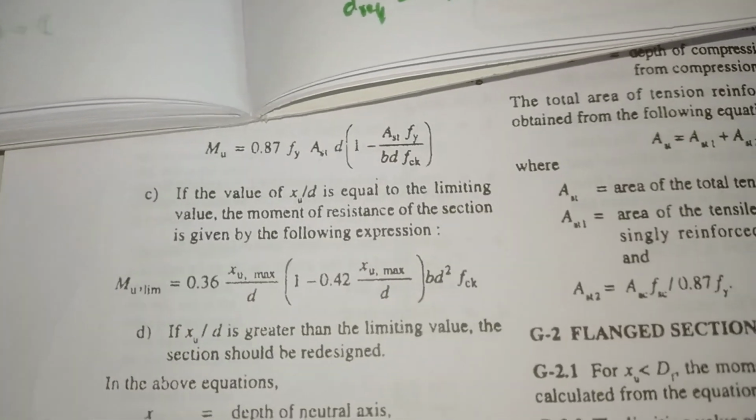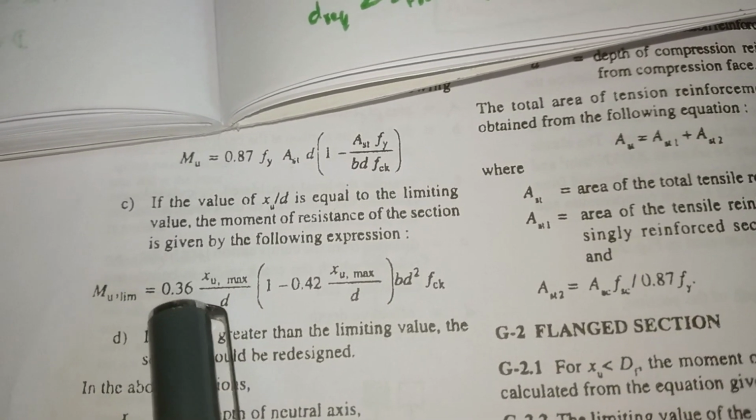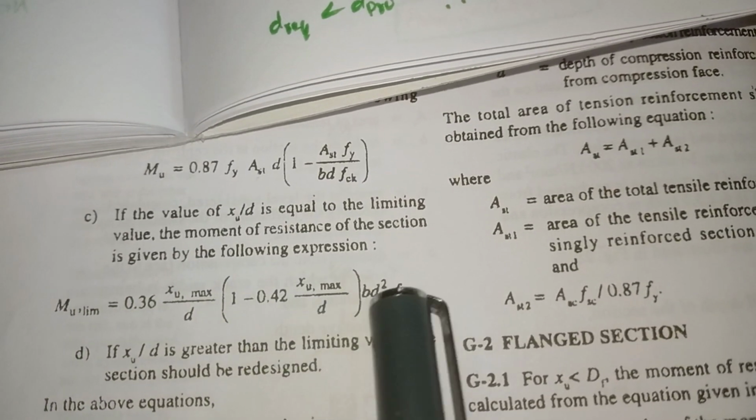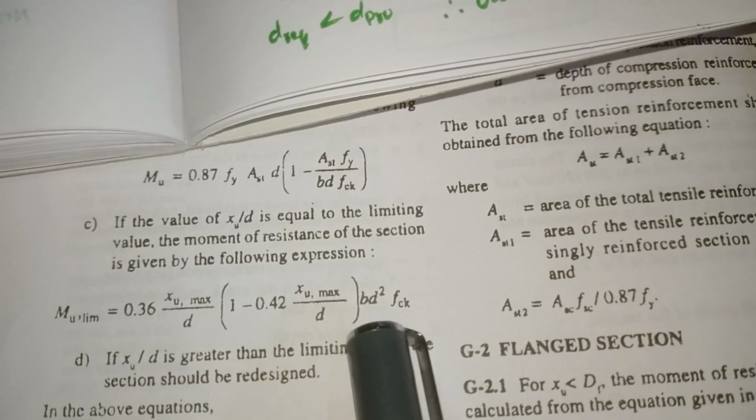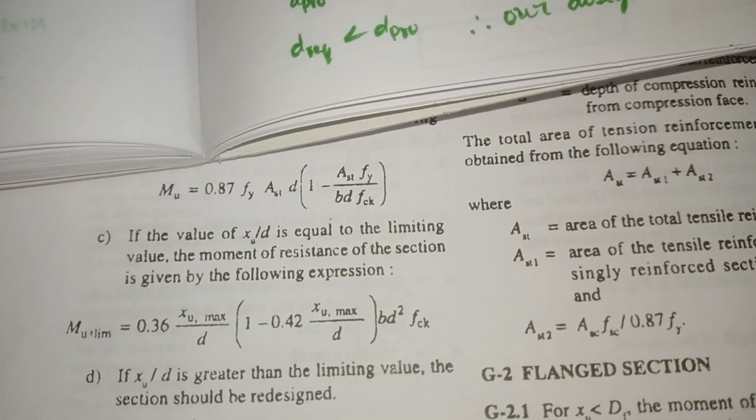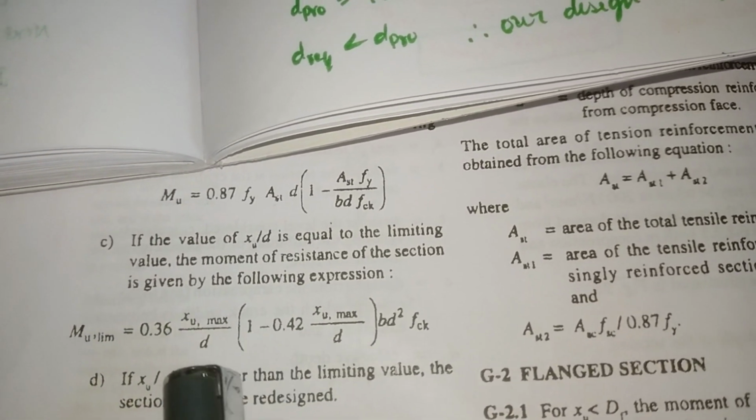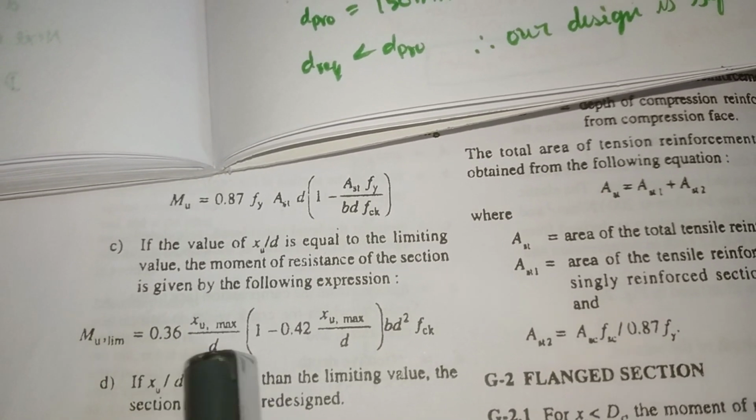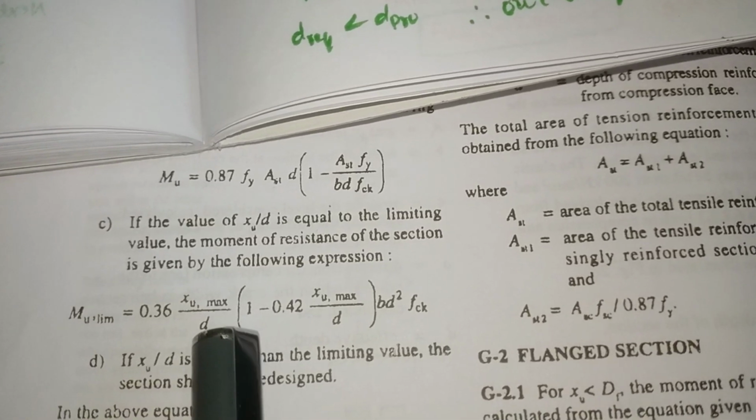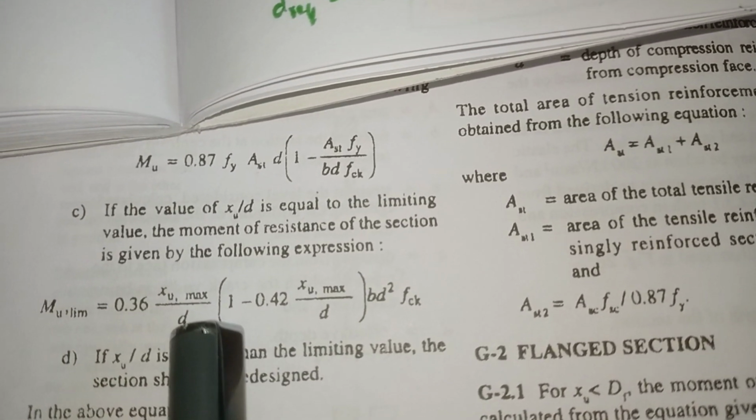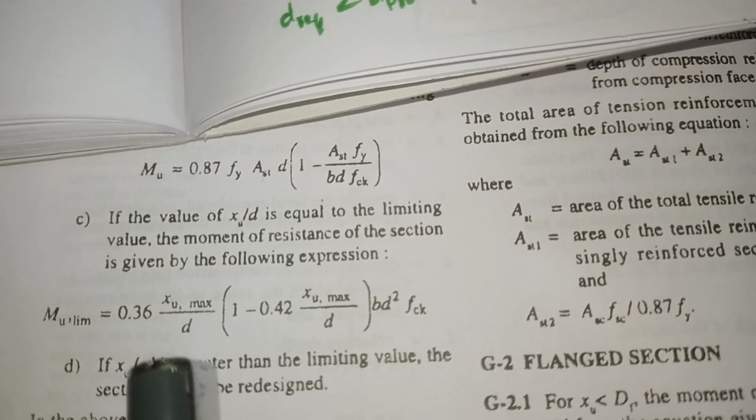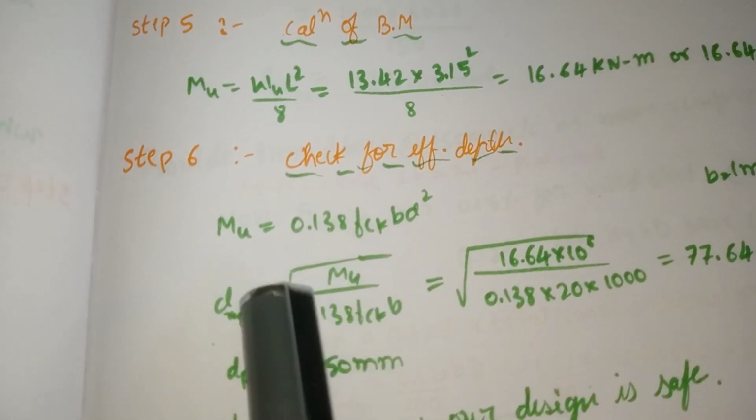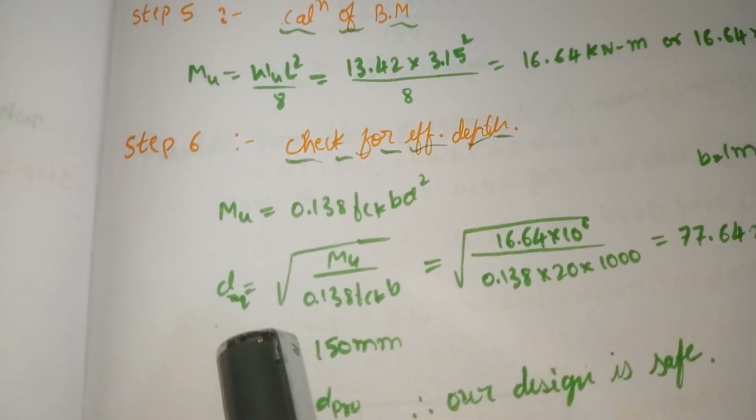So page number 96, here the Mu limit is equal to 0.36 xu max divided by d, into 1 minus 0.42 xu max divided by d, into b d square by fck. Here what you have to do is just put the xu by d value as 0.48 for Fe 415. So after simplifying we will get our Mu value as 0.138 fck b d square. So I have written the simplified version of the formula here.